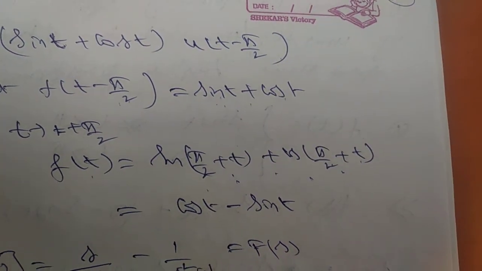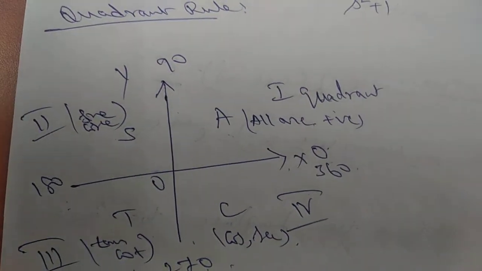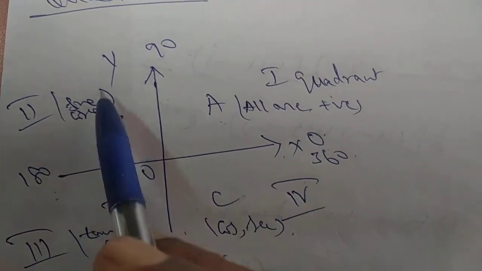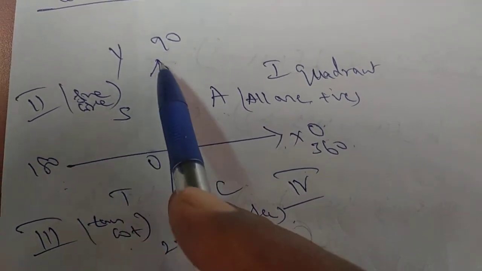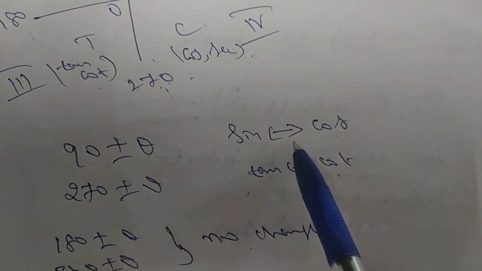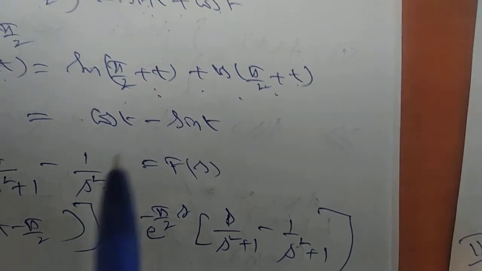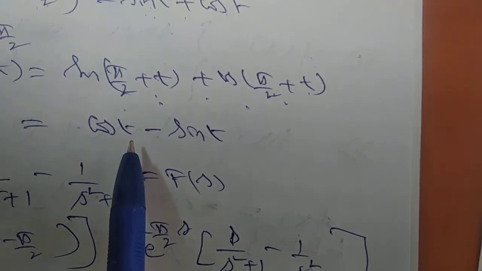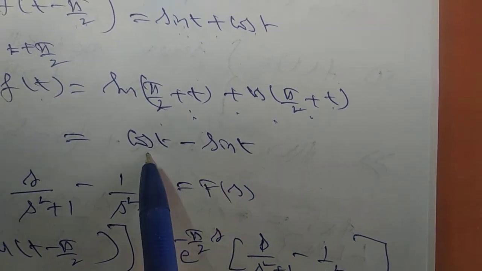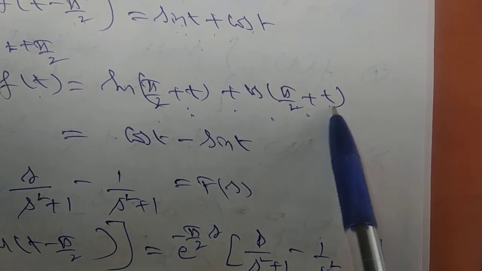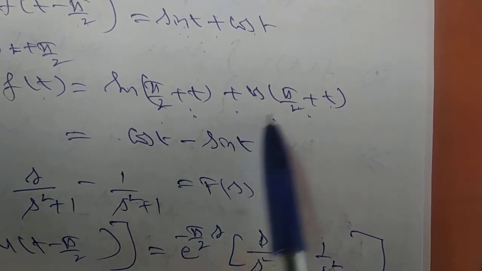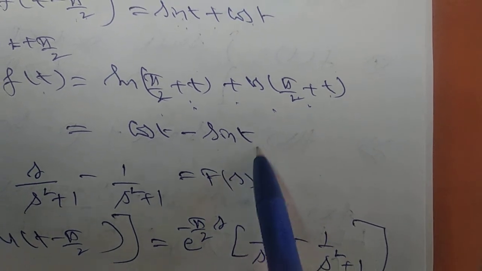So sin 90 plus theta, in which quadrant does it come? Here 90 plus theta. So 90 plus theta means the second quadrant. In the second quadrant sin is positive. But for 90 plus or minus theta, sin becomes cos. So here what happens? Sin 90 plus theta is cos t, and cos 90 plus theta. So 90 plus theta is the second quadrant, sin is positive but cos is negative, that's why minus sin t.